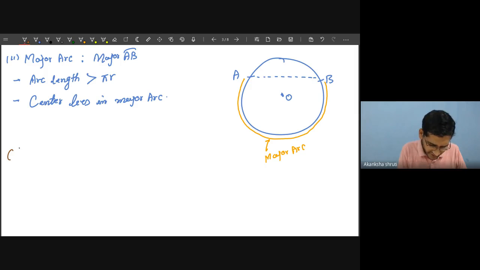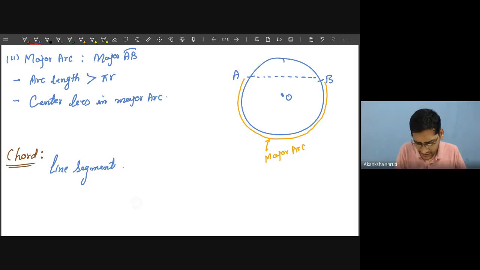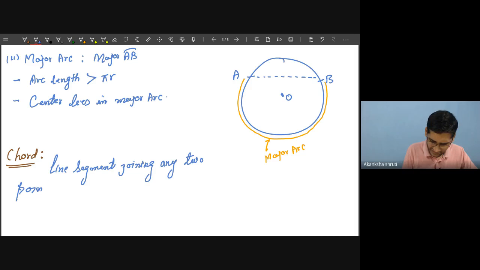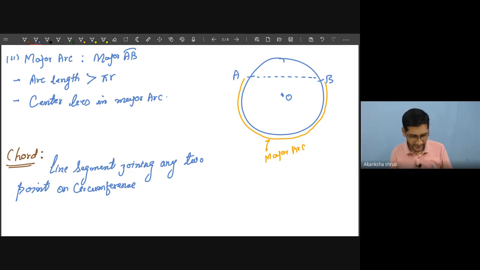Another, let us come to the chord. A chord is nothing but a line segment joining any two points on the circumference of a circle. It could be anywhere on the circumference. Okay, students?